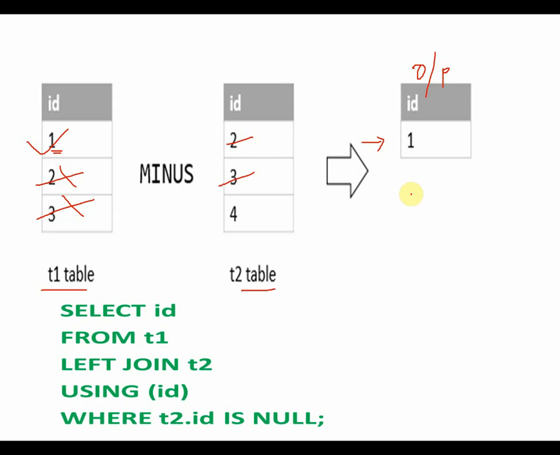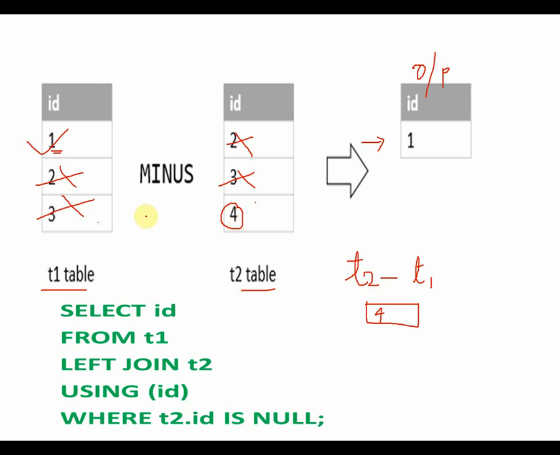That is the meaning of the minus operation. Now what would happen if we had to do T2 minus T1? The result would return us this row 4. Why? Because 4 is the row which is not common between this table and this table, whereas 2 and 3 are common. So it matters whether you are doing T2 minus T1 or T1 minus T2. The results of both of these operations are very different.